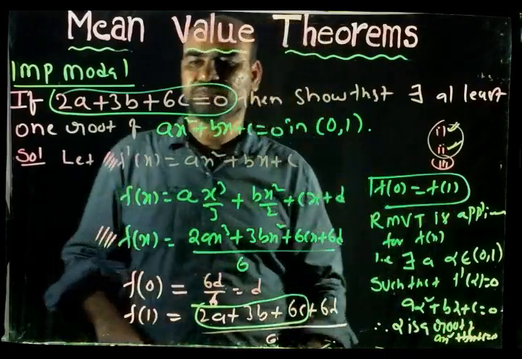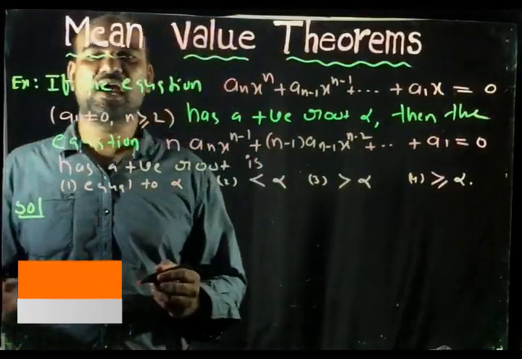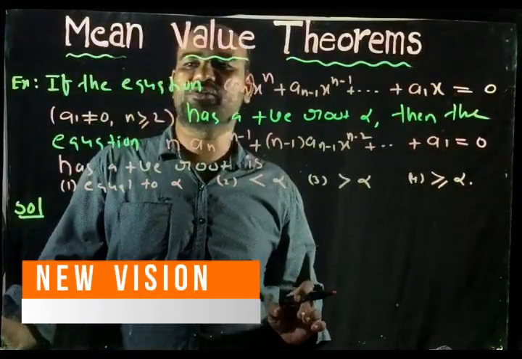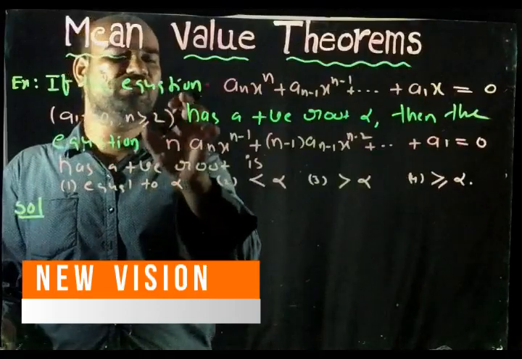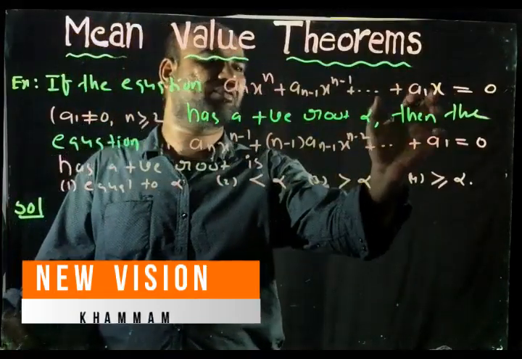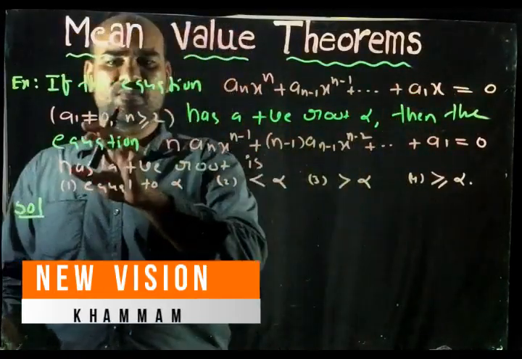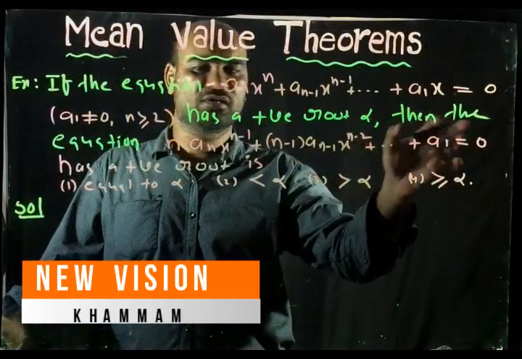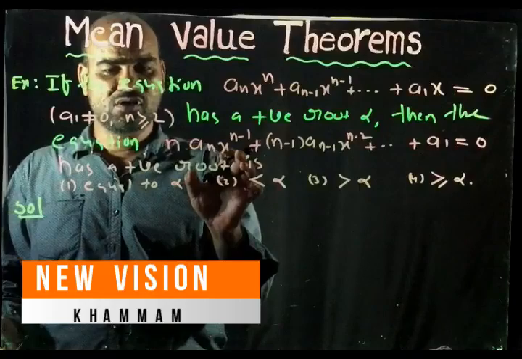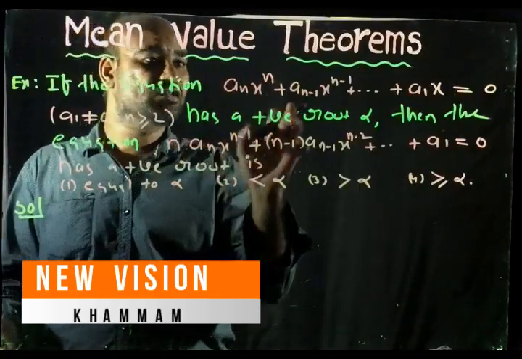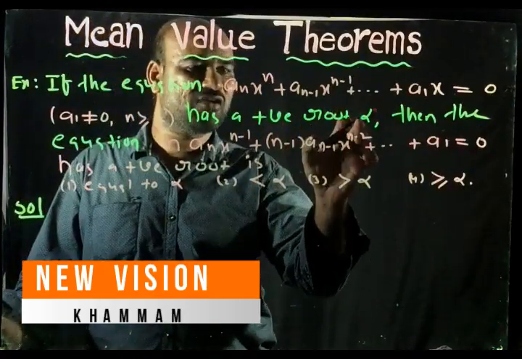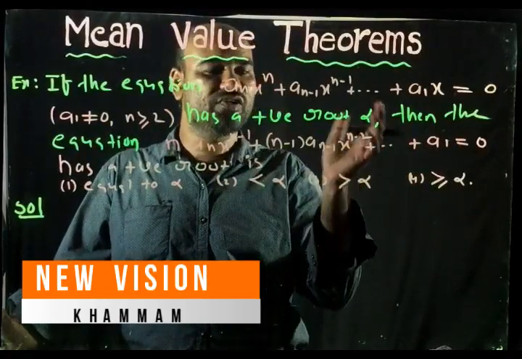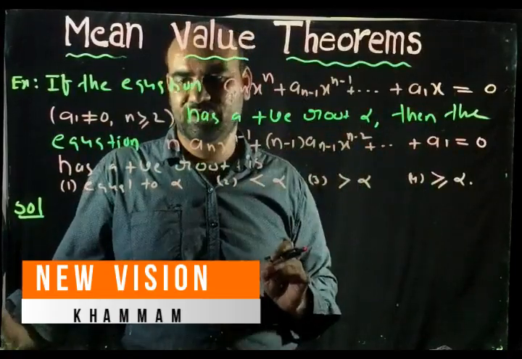Now students, another example problem. This problem also belongs to RMVT only. If the nth degree polynomial equation has a positive root alpha, then this equation also has a positive root. The root is less than alpha or greater than alpha, something. The relation between this root and alpha should be found.